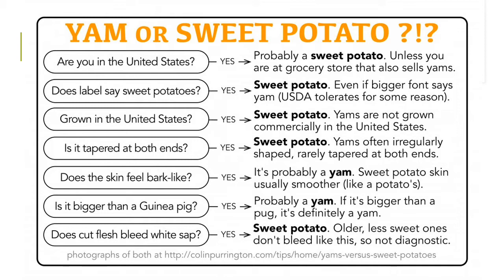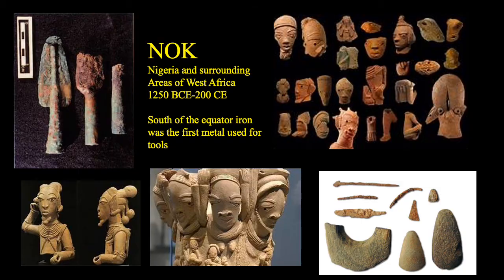My favorite one on here is, is it bigger than a guinea pig? And if the answer is yes, then it's probably a yam. And if it's bigger than a pug, then it's definitely a yam. That was my favorite way to distinguish. Moving on.